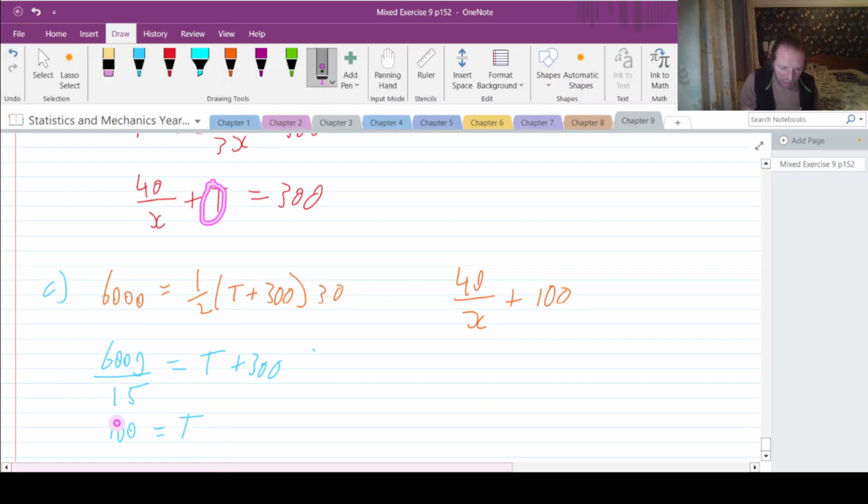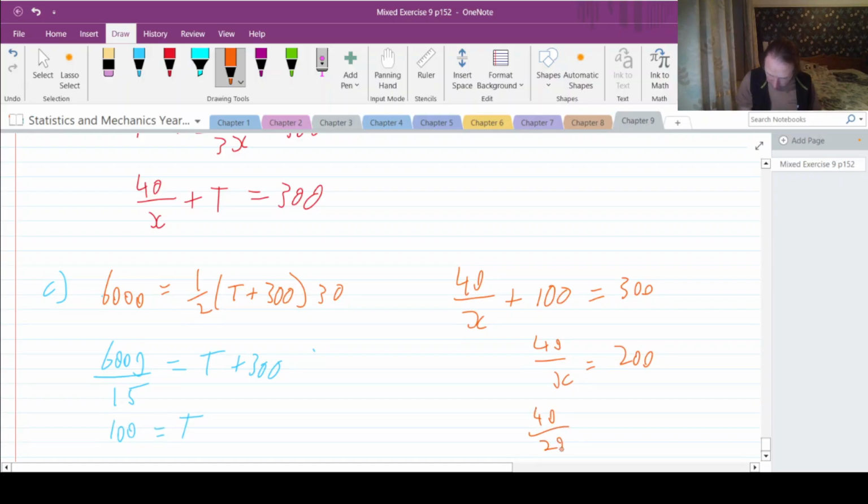So that t equals 300. So what's that give me? 40 over x equals 200. 40 over 200 gives me x, which is 1 over 5.